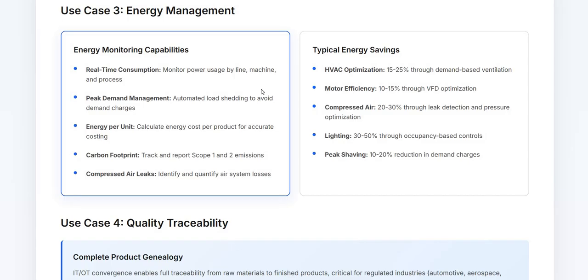And once this information is connected to controls, responses follow. Loads shift, motors adjust, ventilation responds to occupancy. Energy per unit becomes measurable rather than assumed, which fits both costing and environmental reporting.